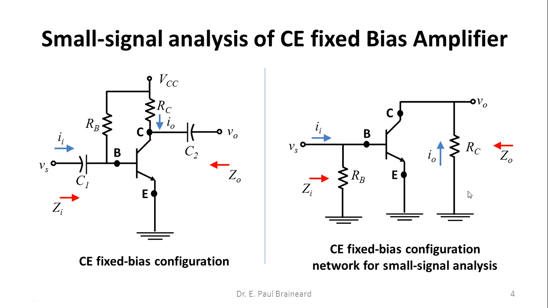Take for example this particular amplifier circuit: I can find out the input impedance offered to the signal, the output impedance Zo, and the gain of the amplifier, which is Vo by Vs.